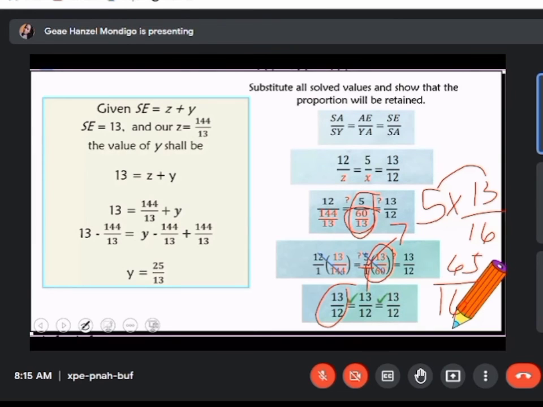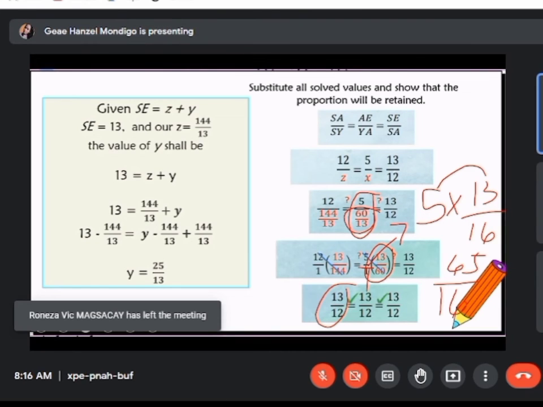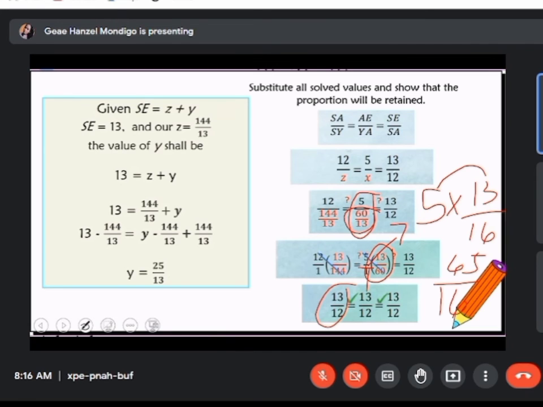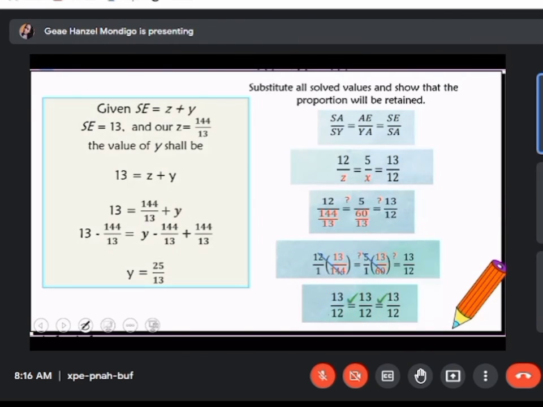Now, we could simplify this one. 65 divided by 60, okay, tama ba? 13 times 5 is 65, divided by 60, is equal to 13 over 12. Since we get the same answer, 13 over 12 is equal to 13 over 12, then all of our values, the x, y, and z, are correct.